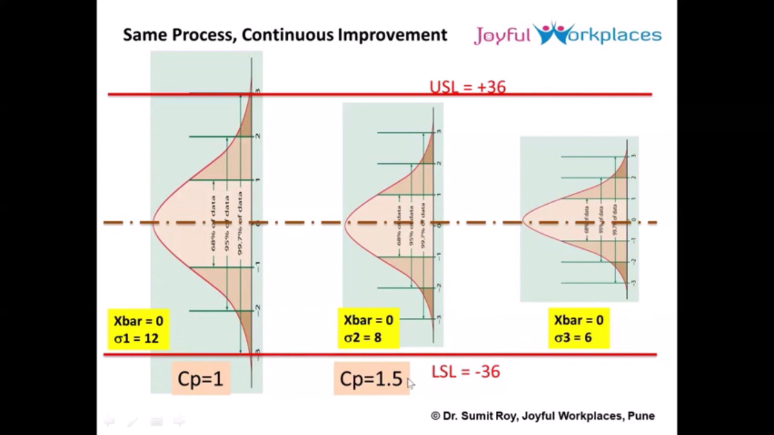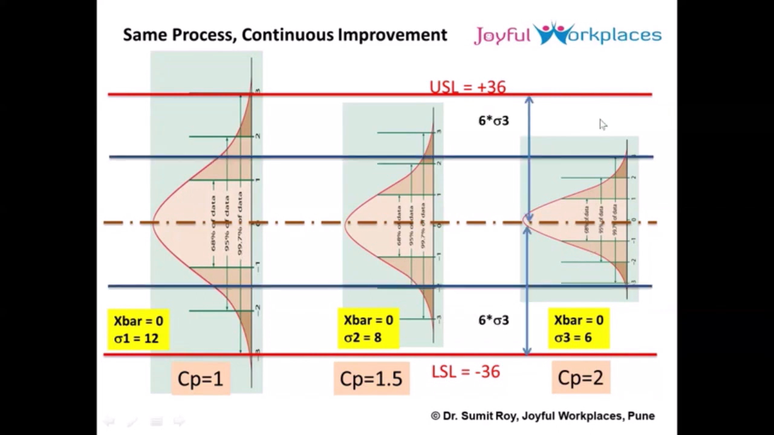I do some further work, and suppose the standard deviation has become 6. The average remains the same at 0. So in this case, what will be my USL minus LSL? Same, 72. And what will be my 6 sigma? 6 into 6, 36. So what is the Cp? 2. It has now become 6 sigma. I hope you are able to understand how, by reducing the standard deviation, one may arrive at 6 sigma while keeping the target by and large the same. All right.